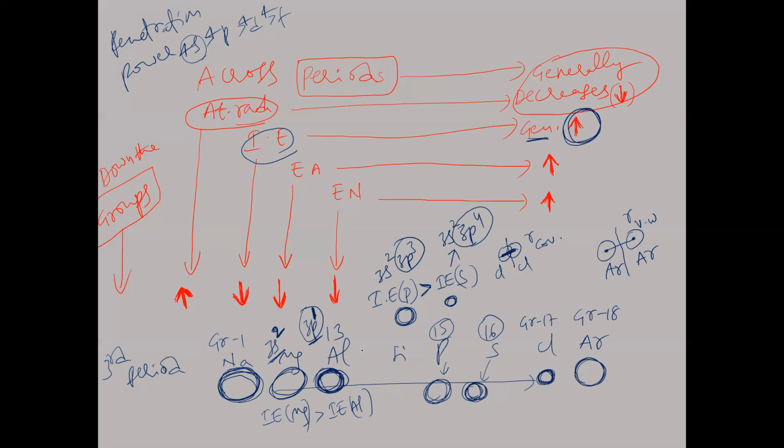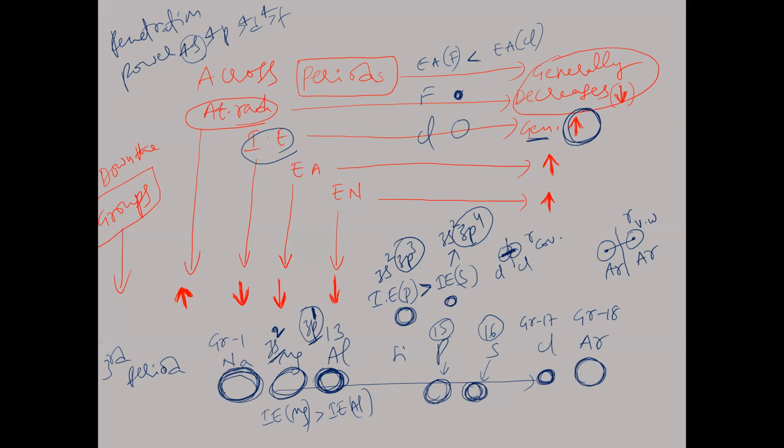So these are the important points: the variation of periodic properties across the period and down the group. We have to understand this. Now if you take fluorine and chlorine, generally the fluorine size is smaller and the Cl size is larger. But the electron affinity of fluorine is smaller than the electron affinity of Cl. Generally, when size is less, electron affinity should be more. But in the case of fluorine and Cl, Cl has more electron affinity, not following the regular trend.